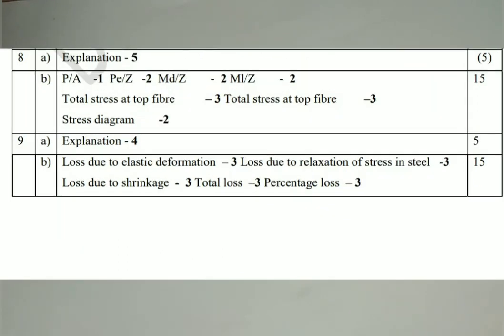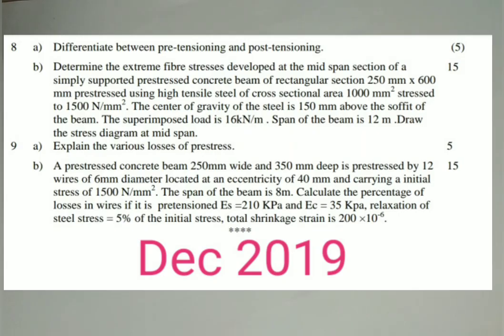In this, you have to find out P by A, PE by Z and M by Z. Find out the total stress at top as well as bottom fiber. Then you have to draw the stress diagram. Next question is to explain the various losses of pre-stress. In this, you have to list out the various losses as well as explain each loss along with their formulas.